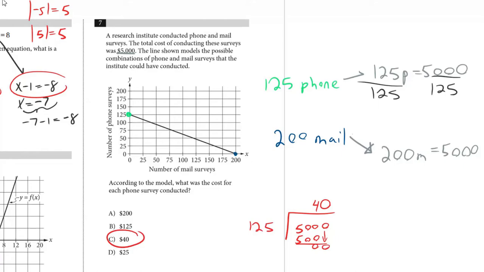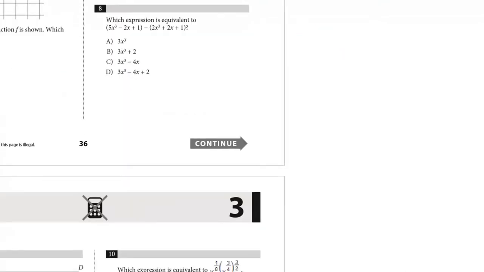So we used the y-intercept, which was the moment when we were only dealing with phone surveys and not dealing with mail surveys, and we used that and the total amount of money to find the cost of one phone survey. So the answer for number 7 is C. And now we're going over to number 8 here.